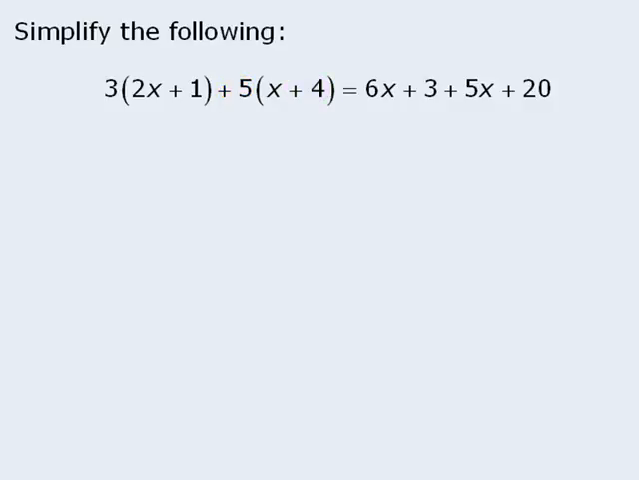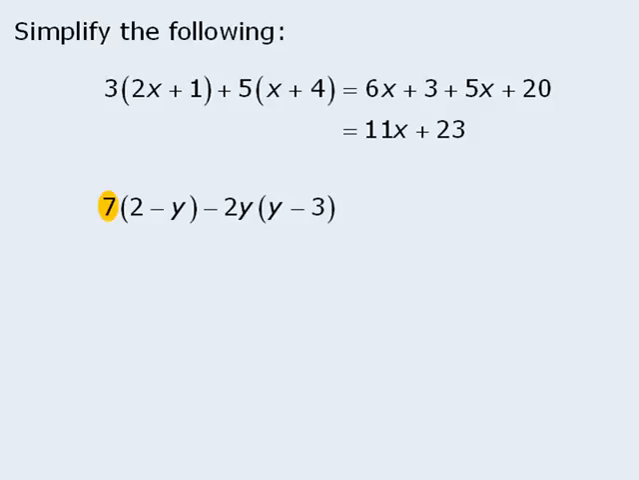At this point, we can simplify our expression by combining like terms. For example, we can add 6x and 5x to get 11x, and we can add 3 and 20 to get 23. Okay, next example. We'll begin by expanding.